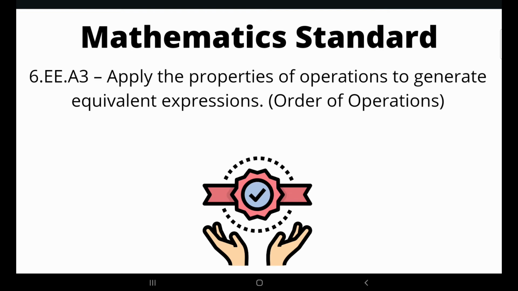Hi everyone, welcome back. Today we're going to be looking at standard 6.EE.A.3. Apply the properties of operations to generate equivalent expressions, which is pretty much just order of operations.